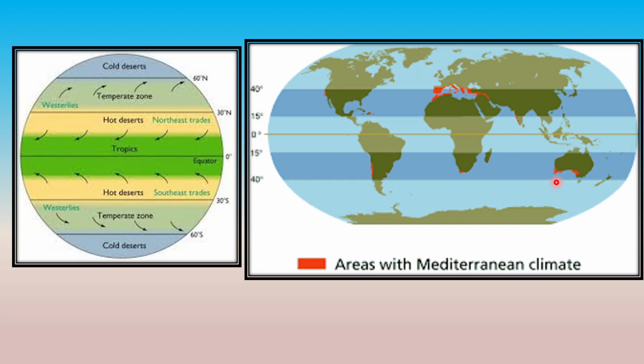The belt of westerlies, which move from north and south following the apparent movement of the sun, bring a lot of rainfall in the areas of 40° north and 40° south latitudes, and these areas are known to have the Mediterranean type of climate with a very important characteristic feature, that is they receive rain especially during the winters due to the migration of the sun.